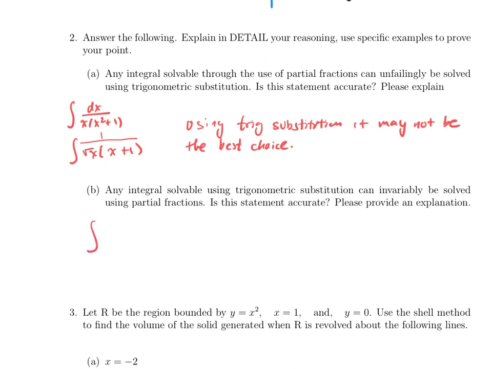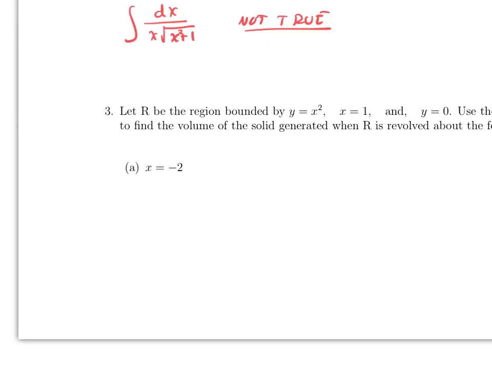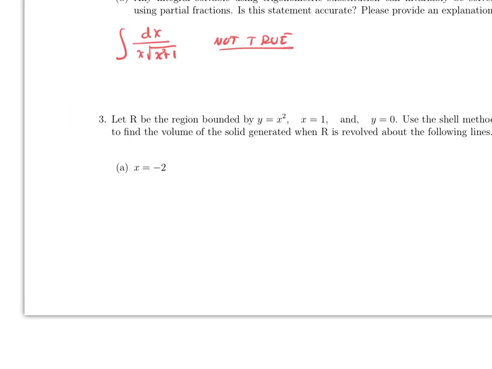For example, you have this. You can solve this using trig substitution for sure, but because of the square root, the partial fractions will not work. So therefore, this is not true. Okay, so let's move to number 3 now.